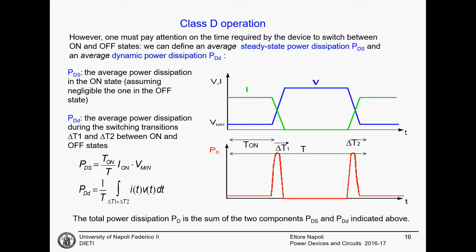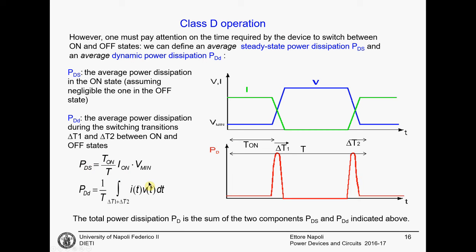From the mathematical point of view, we can define the power dissipation, static and dynamic power dissipation, as follows. The static power dissipation will be the voltage drop during the on state multiplied by the on state current, the maximum current, and this is the power dissipation in the on state, multiplied by the time that the device will stay in the on state, divided by the period of the switching waveform. This is the static power dissipation.